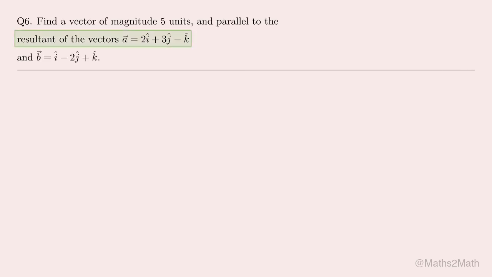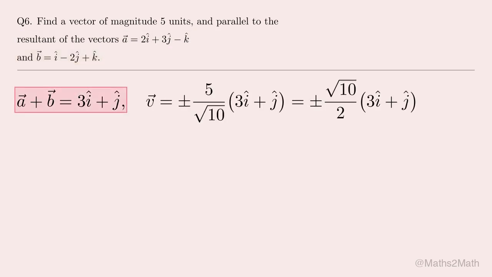Question 6. Resultant first, then scale. The k hats cancel in the sum. The resultant is 3i hat plus j hat with magnitude root 10. Scale by 5 over root 10.